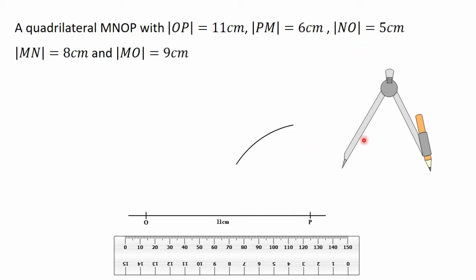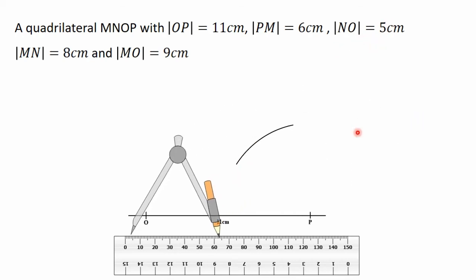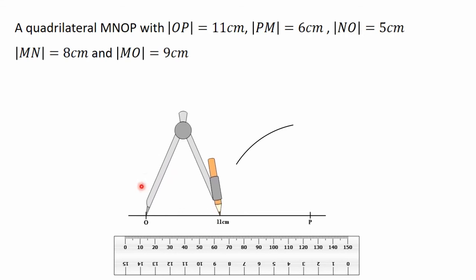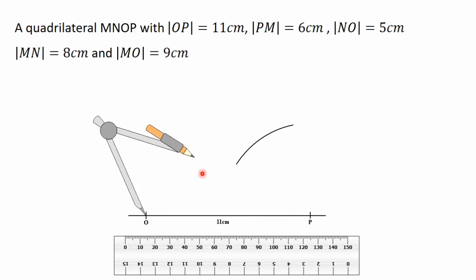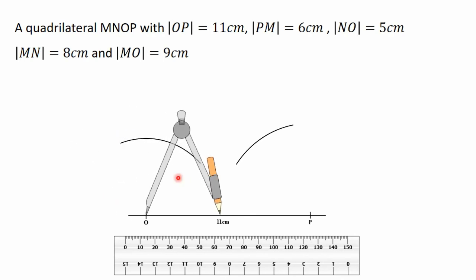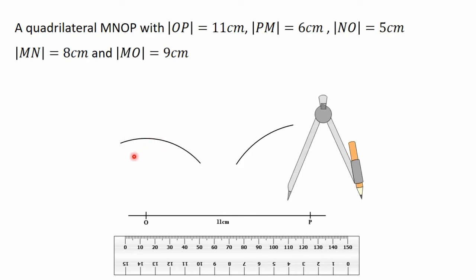The next side given to us is NO, and the length of the side NO is 5 centimeters. So you measure 5 centimeters on the ruler using your compass. You put the needle of the compass on 0, then you stretch the other side to 5 centimeters, which will be 50 millimeters on my ruler. The side is NO. We know the point O. So you put the needle of the compass on point O, then you turn the compass and you construct an arc. The point N will also be somewhere on this arc. We don't know the exact position of the point N. We will find out later.